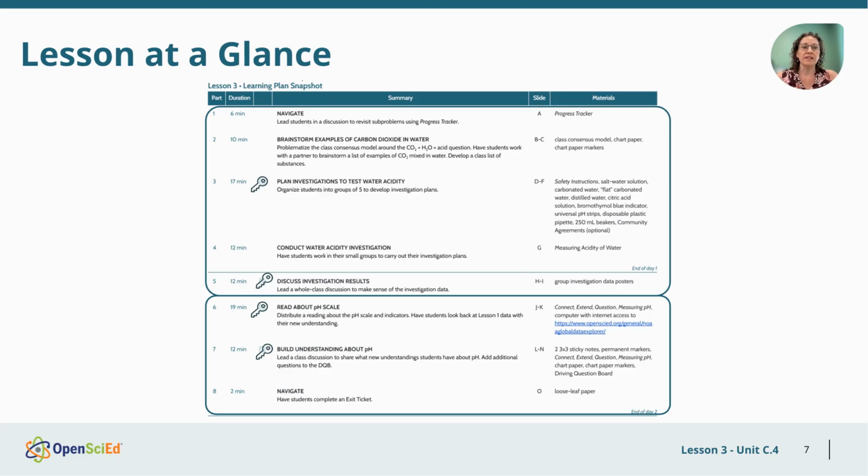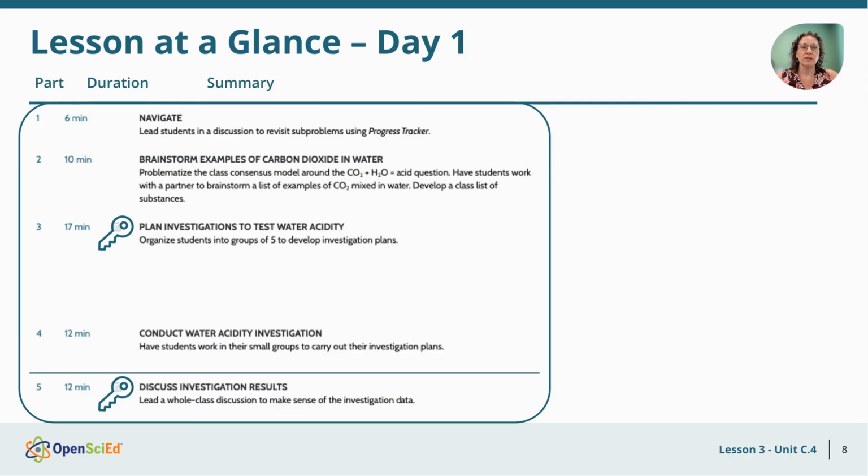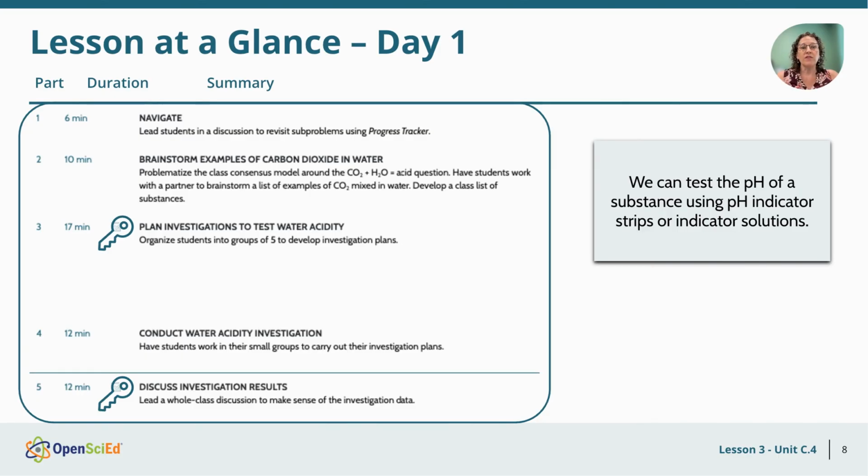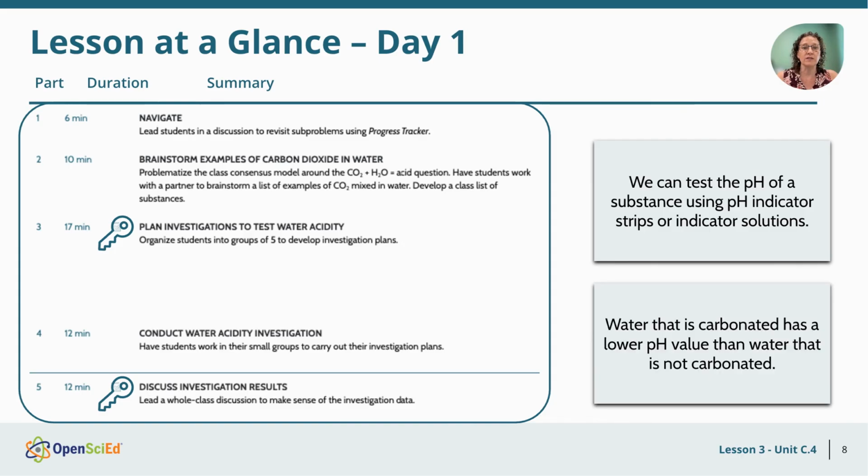There are 2 big parts in this lesson. Let's see what's happening in each. In the first loop, we're wondering how carbon dioxide can make water more acidic. We brainstorm examples of carbon dioxide mixed in water that we might be able to test. Then we plan and conduct an investigation to test the acidity of the different types of water, such as carbonated or distilled. We figure out that we can test the pH of a substance using pH indicator strips or indicator solutions. We also figure out that water that is carbonated has a lower pH value than water that's not carbonated. We wonder what pH actually is.